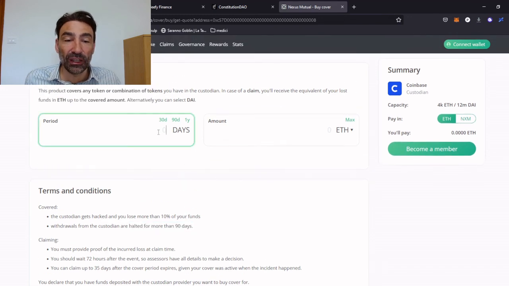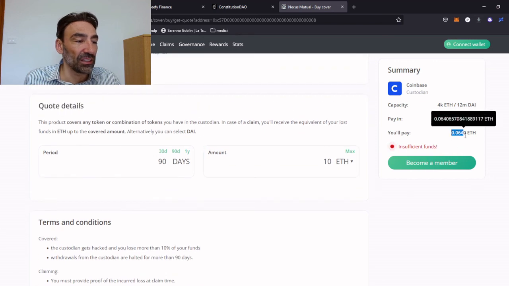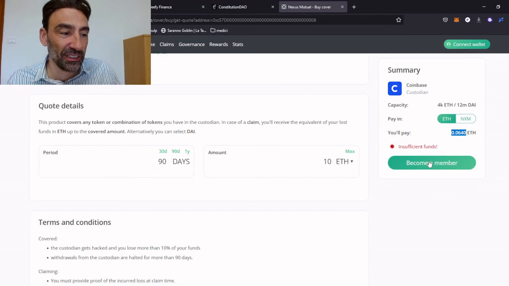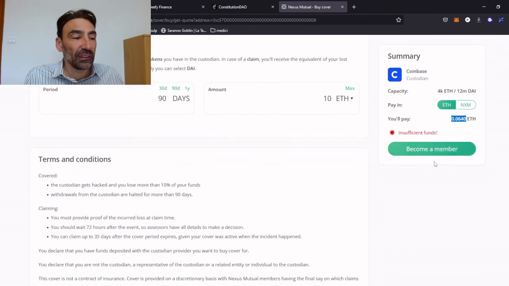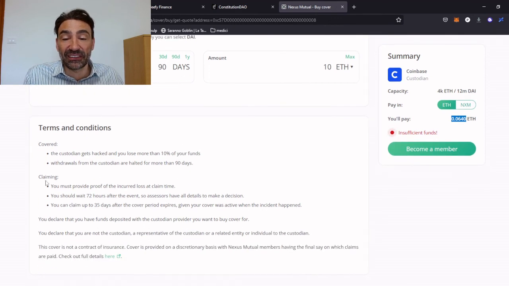How does it work? Well, you decide how much you want. For example, you want to be covered for 90 days. You have a maximum amount of 10 Ether. So I will cover up to 10 Ether for a period of 90 days. It gives you a quote here. I will have to pay 0.064 Ether. Okay. And now I don't have enough Ether, but I can click here and become a member. So I will basically buy an insurance cover. And what happens if the incident happens?